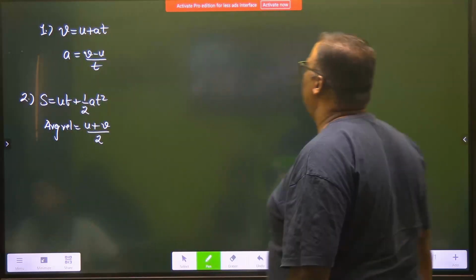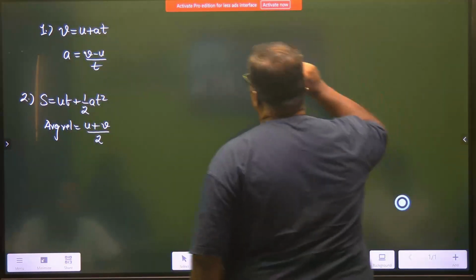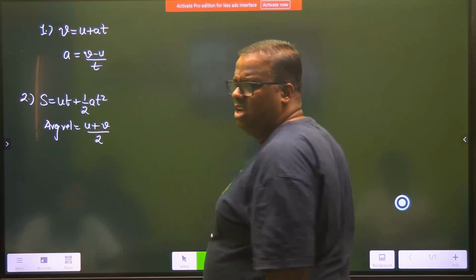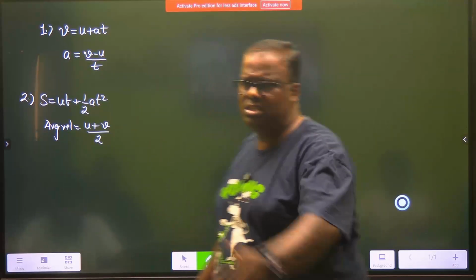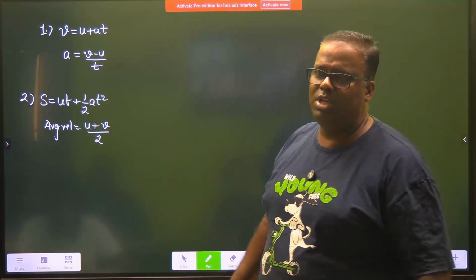Now our third equation of motion, I think we did. V square equal to U square plus 2as. This girl told me, sir, is it not 2as equal to U square?